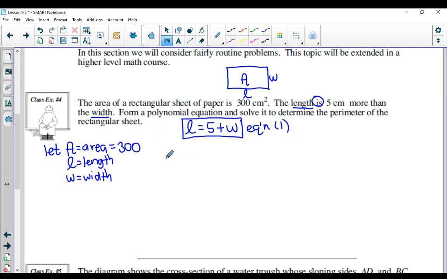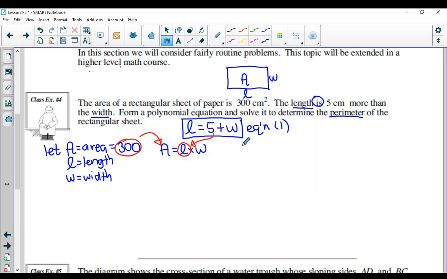Form a polynomial equation and solve it to determine the perimeter of the rectangular sheet. If we want to get the perimeter, we need to know what both the length and the width are. Then we can add all the outside lengths together to get the perimeter. Okay, so we're going to use an equation that makes use of area, length, and width. And we should know this. The area of a rectangle is the length times the width. Now, what I'm going to do is make a couple of substitutions in this equation. So first of all, in the place of area, I'm just going to replace it with 300. And in the place of length, I'm going to replace it with this mathematical expression, 5 plus W.